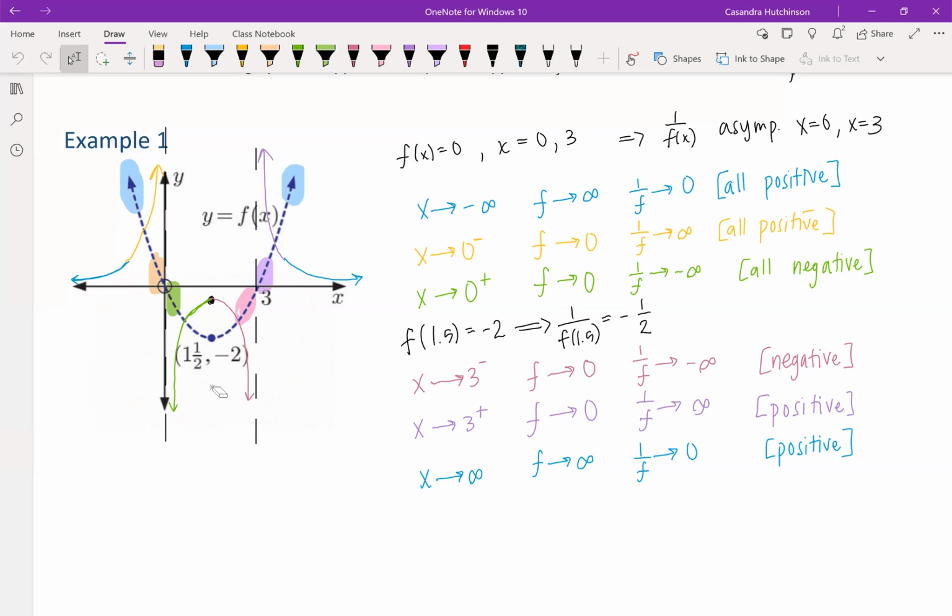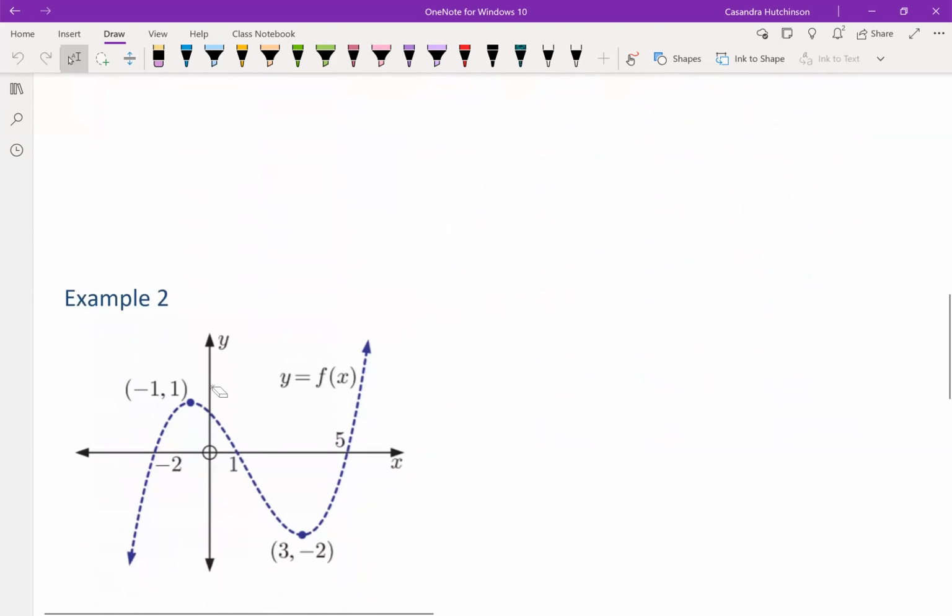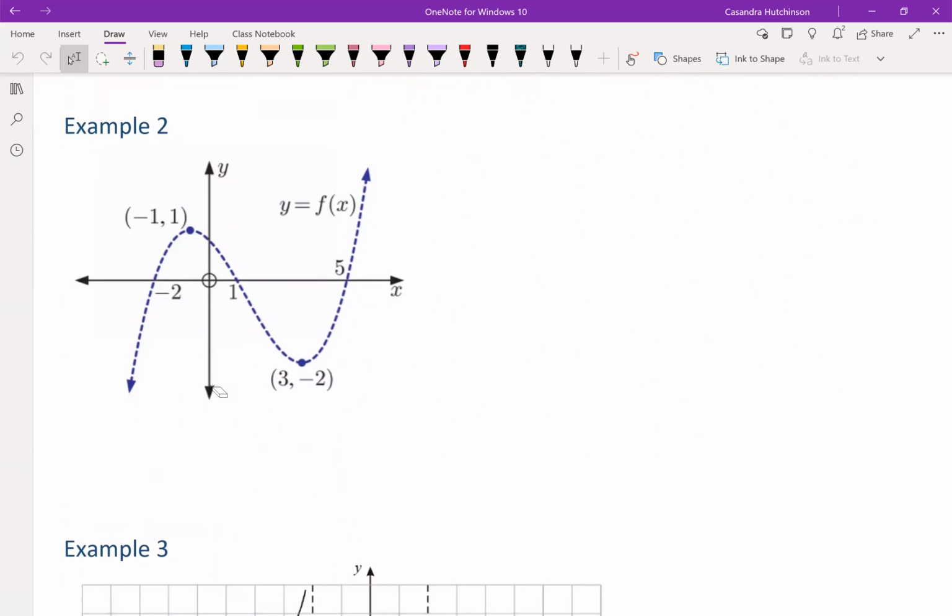Here is how I approach the graph of the reciprocal. Of course, when you draw it, you're not going to have all these highlights on it. And in the next one, maybe I'll leave it out. So let's go to the next example, example 2. This one has more going on. It has 3 places where it crosses 0. So there's going to be more to consider.